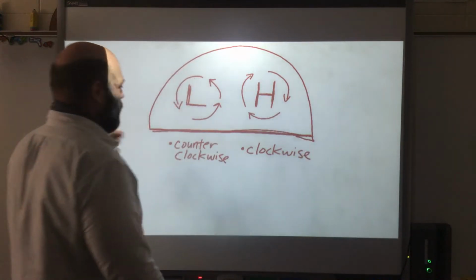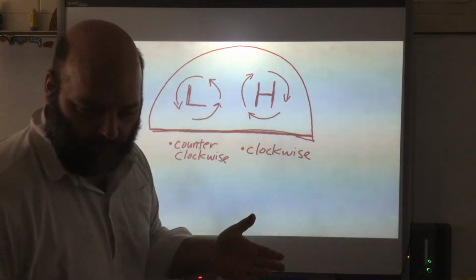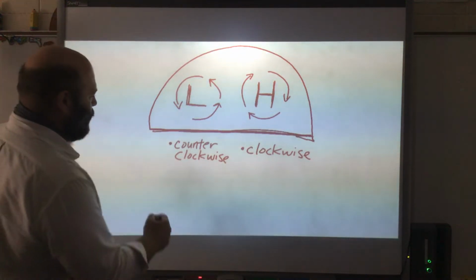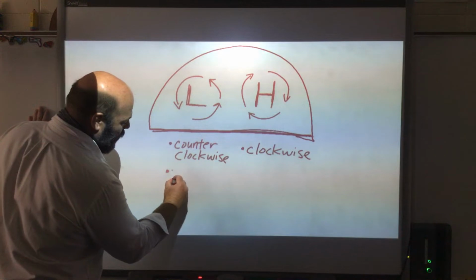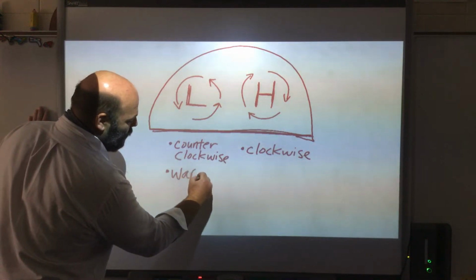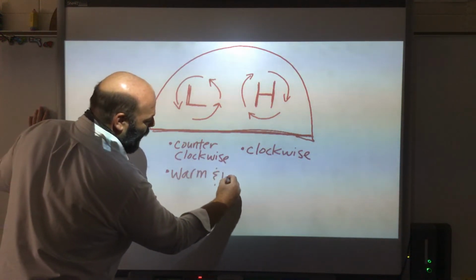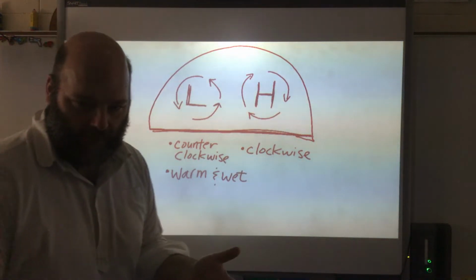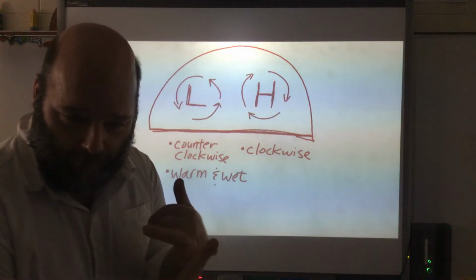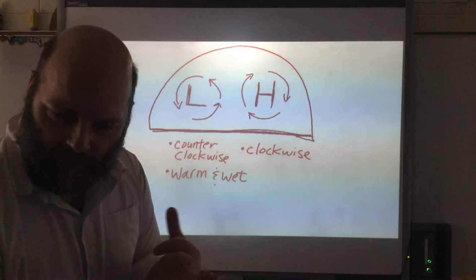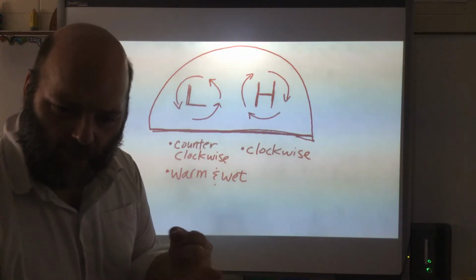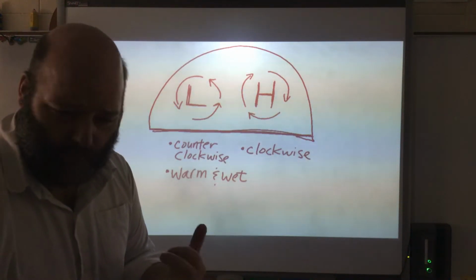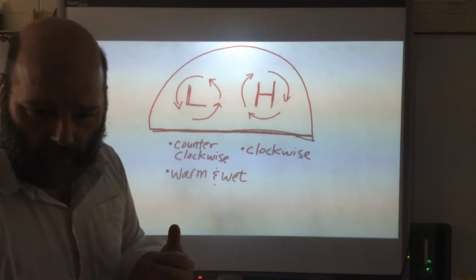Now, another interesting thing about lows is, I'm not saying this is always true, but generally lows are warm and they're wet. So if you have a low over you, it's definitely going to be wet and stormy. It sometimes can be cold, but generally they're very, very warm systems, like hurricanes and huge rainstorms.